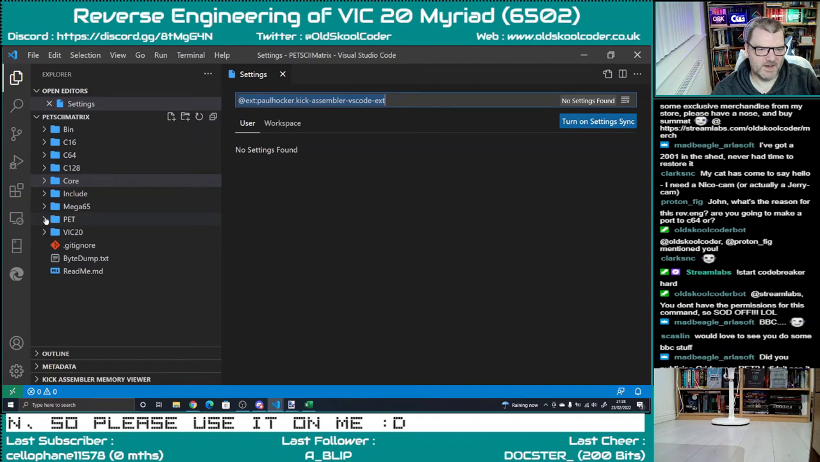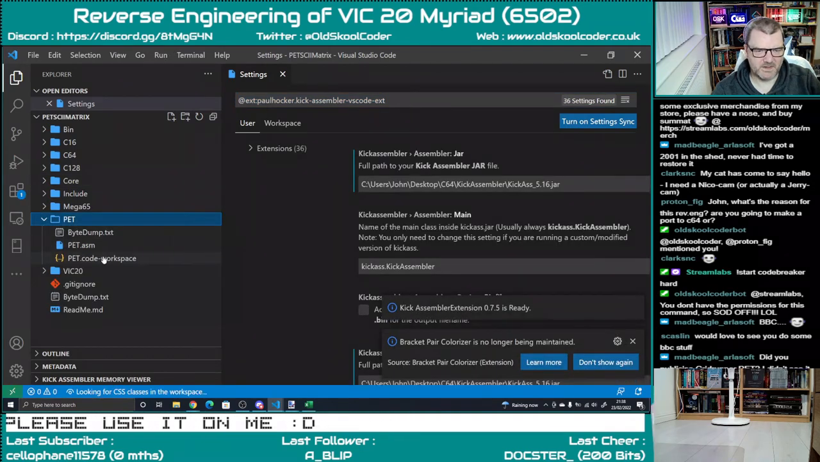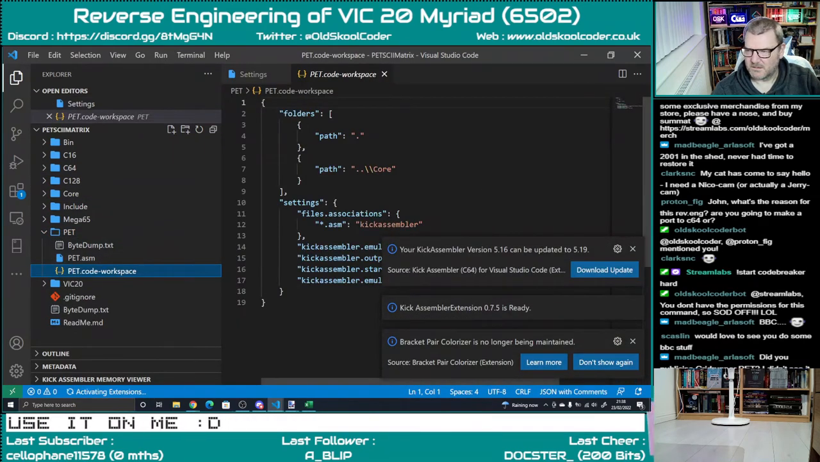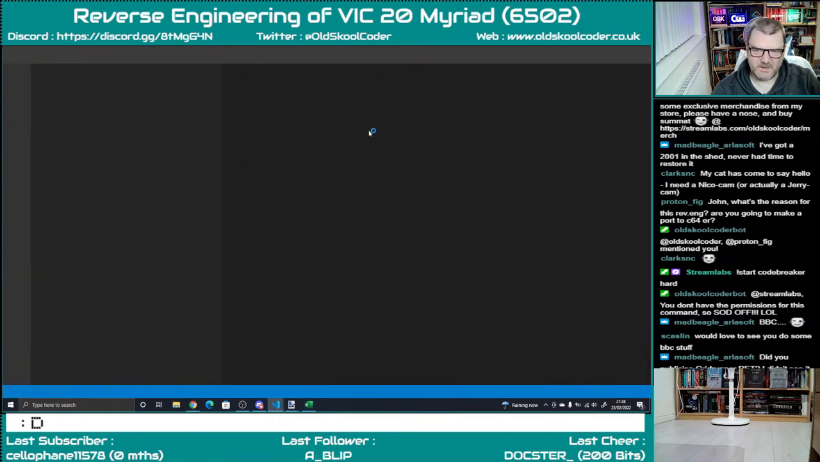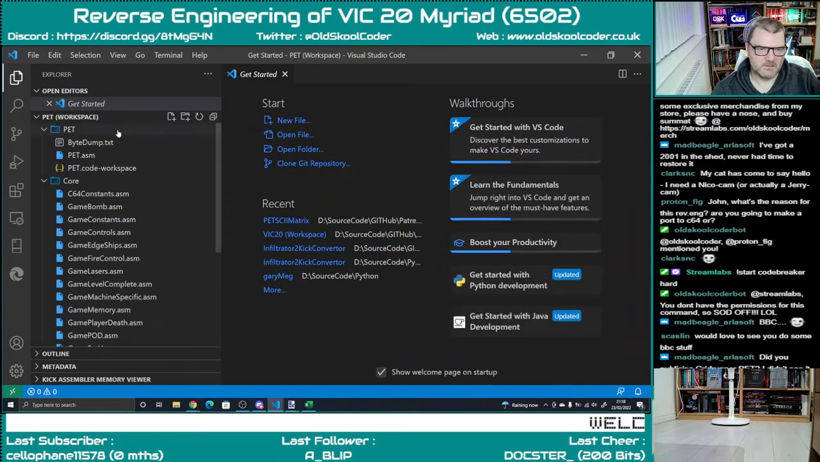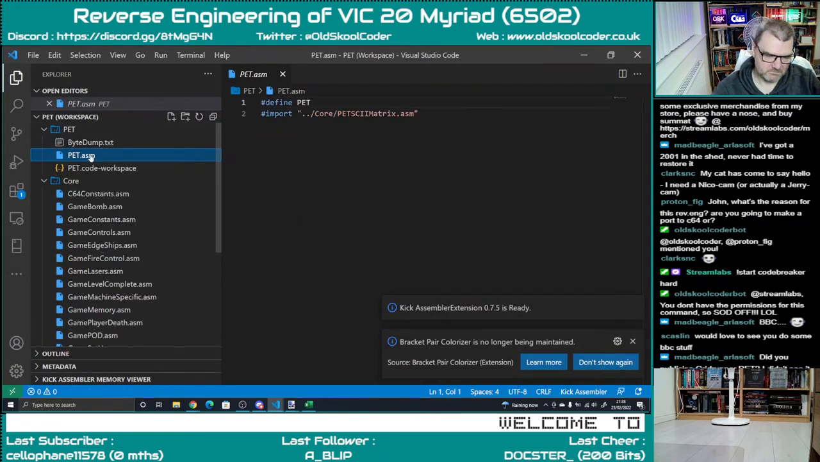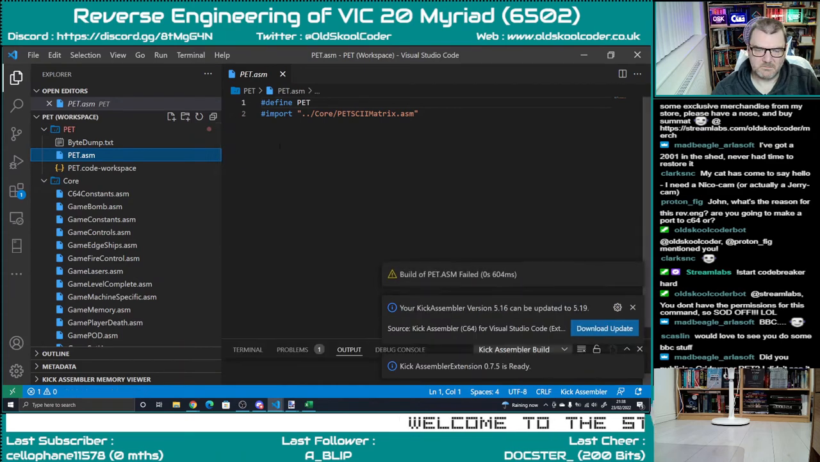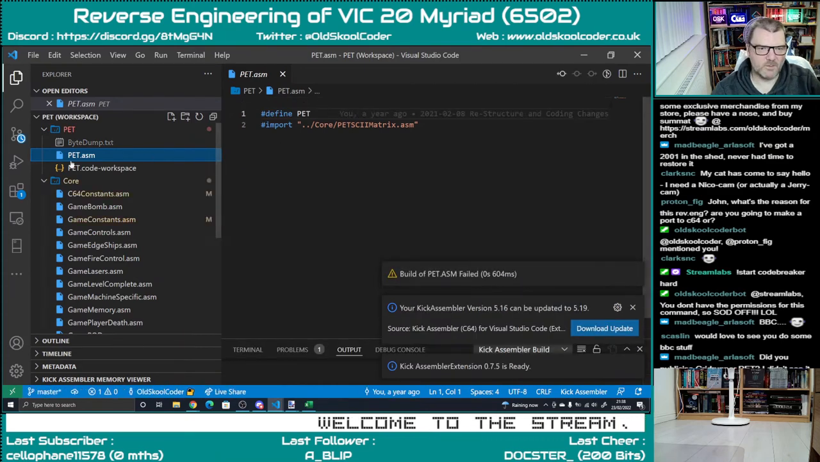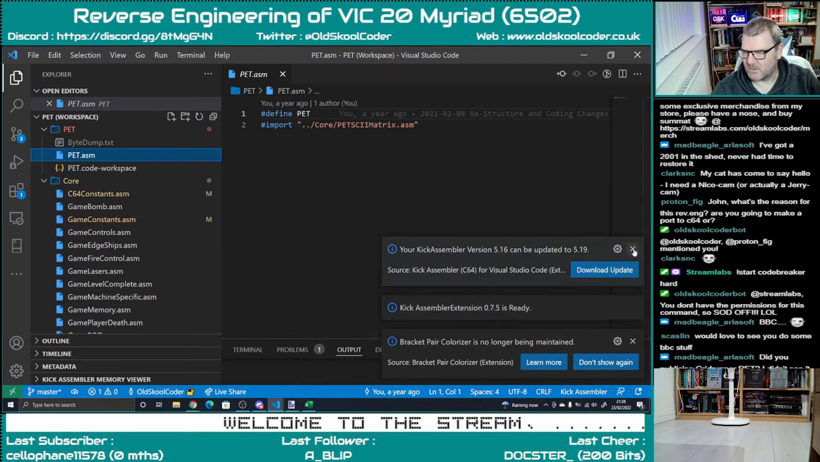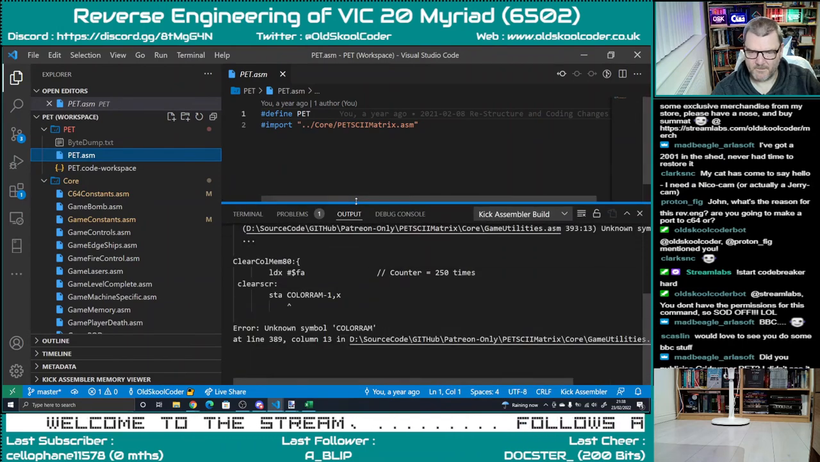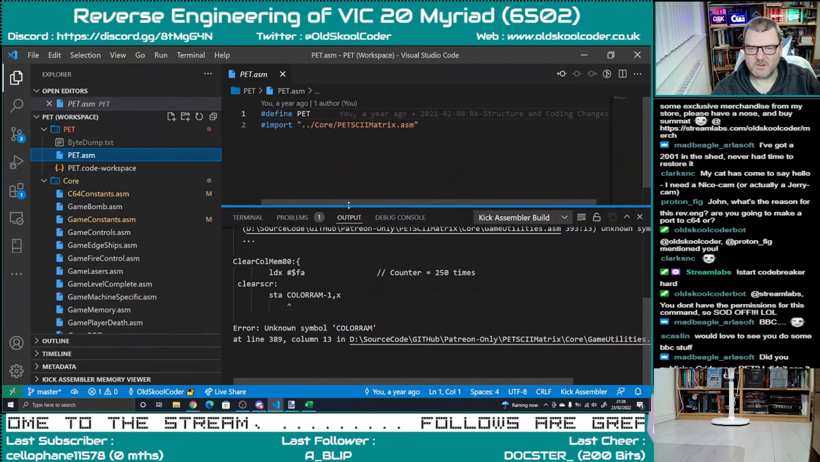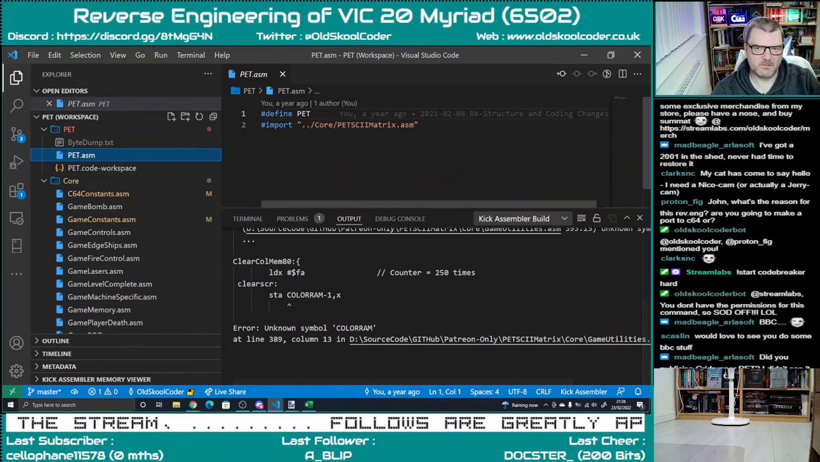So if we go into the PET, then you load the workspace. Get out of the way, you guys. Open workspace. And then F6. Ooh, it failed. What's it failing on? Oh, color RAM. Why is color RAM in there? We've got it defined as PET.